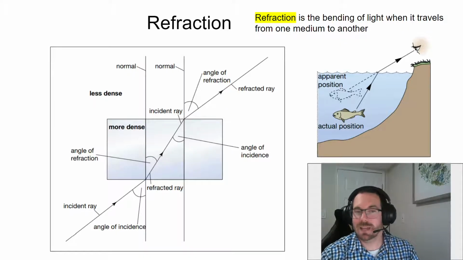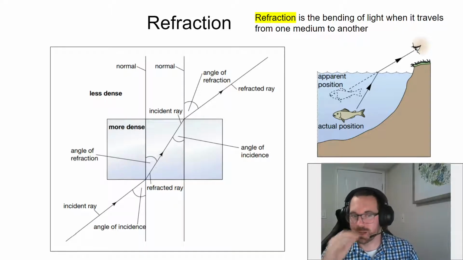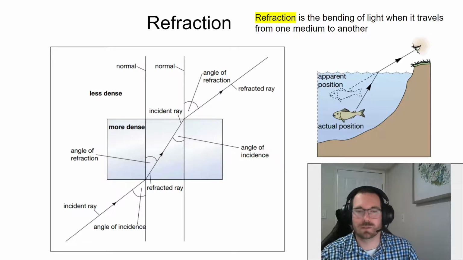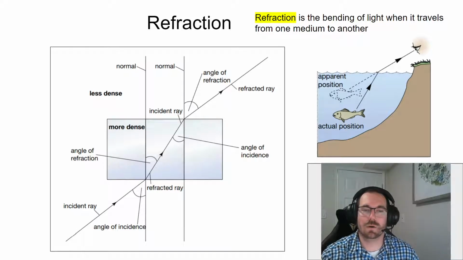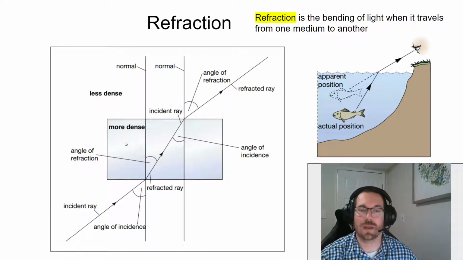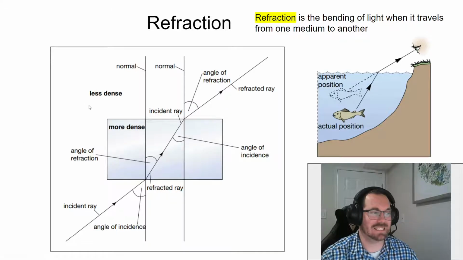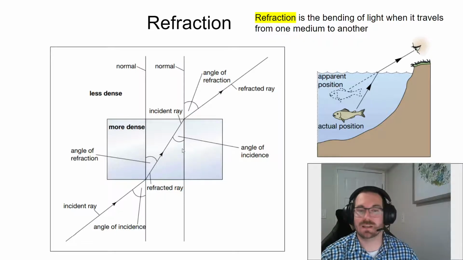However, doubling the angle of incidence doesn't necessarily mean that the angle of refraction also doubles. It's a little bit more complex as we're going through different materials that way. Refraction can also occur when light travels through air at different temperatures. So, different temperature air is actually more or less dense. Warm air, for example, is less dense than cooler air. So, light bends as it travels through different densities of air.